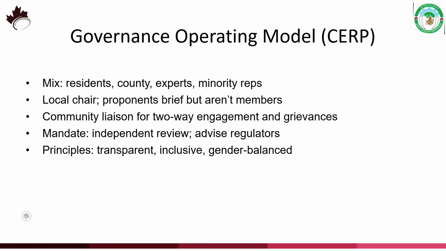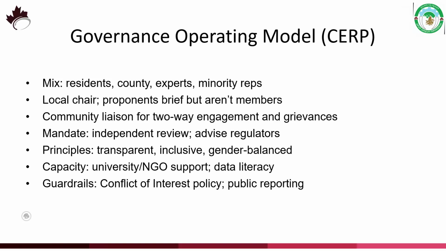The principles are having a transparent, inclusive, and gender balanced review panel and a review process. We would need capacity development through the universities and NGO support. And to evaluate these projects, we would need data literacy amongst the review panelists. There would be guardrails on the review panel members. So we would have a conflict of interest policy and we would have public reporting to avoid any kind of corruption. So the idea is the outcome would be a trusted, auditable community gate.